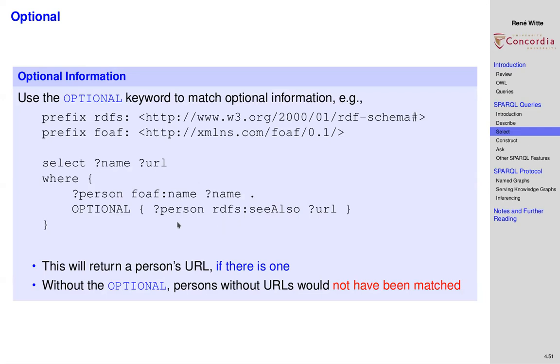What's important with optional is that, again, the URL might not be there for every person. If we have it without optional, it means this is mandatory. We are only matching persons where there is a name and there is a homepage. But what we want is to have all the names and optionally the homepage. So this is what optional is doing. It will retrieve this pattern if it matches and will still retrieve the other results if it's not there. This is something that's very important.